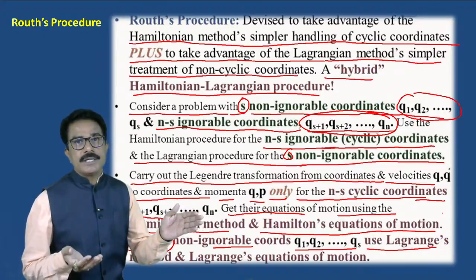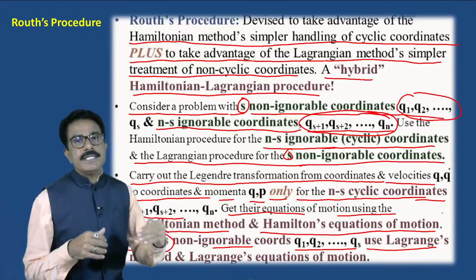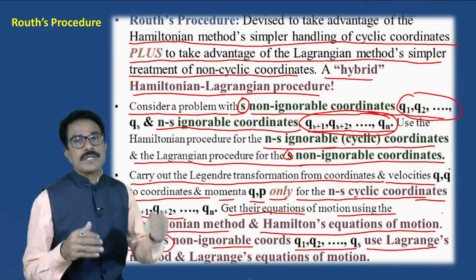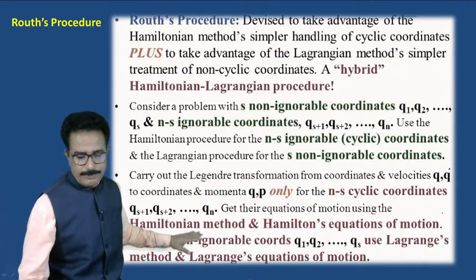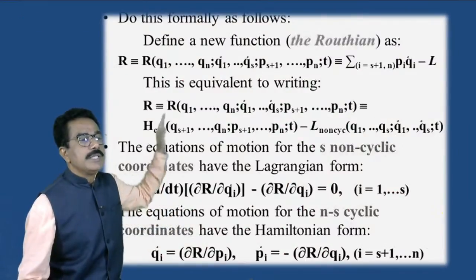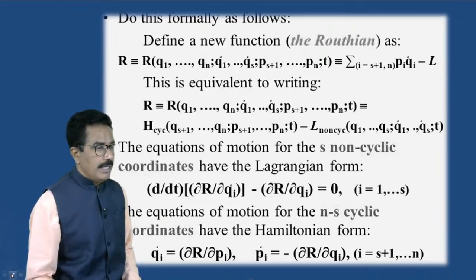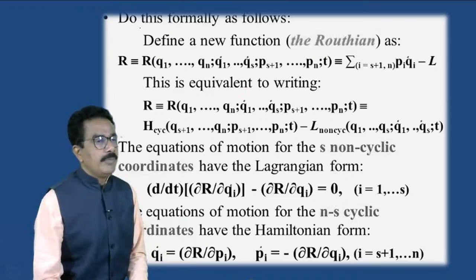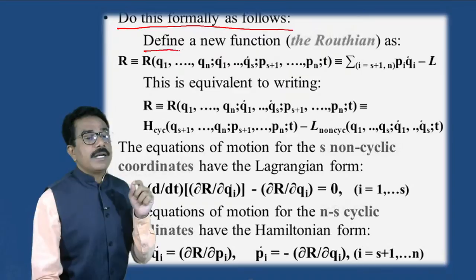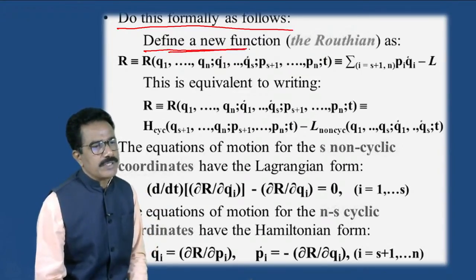First is the Hamiltonian equation of motion for ignorable coordinates. Second is Lagrange's equation of motion for non-ignorable coordinates. So here we have to use two different methods. Now, if we want to combine them, we can use both the methods combinedly by using the Routhian function, or Routh's function. So we shall define the Routh's function here.